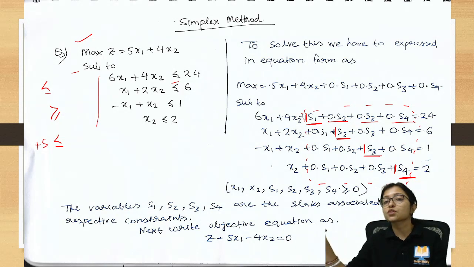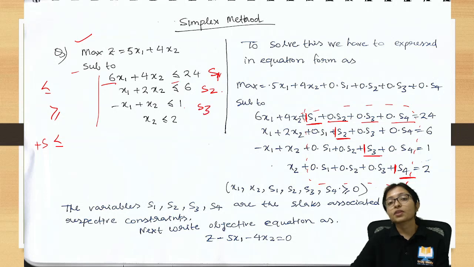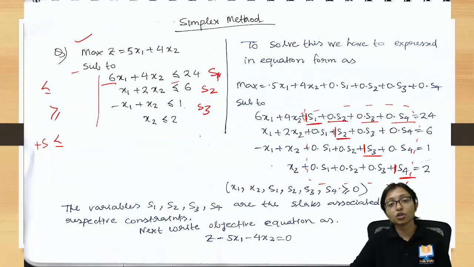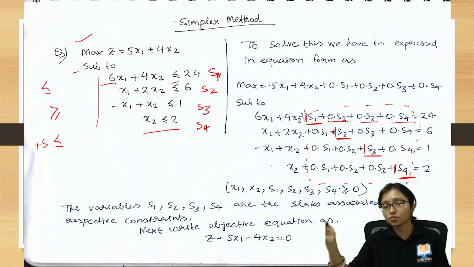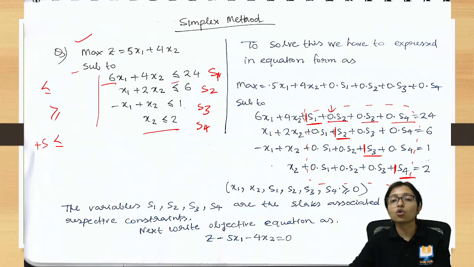S2, S3, S4 are 0, because for the first equation I am taking slack variable S1. For the second equation we are taking S2. Here we are taking S3. And for the last one we took S4, right? So the remaining variables we are making 0 coefficient, that is this is 0, this is 0, this is 0.